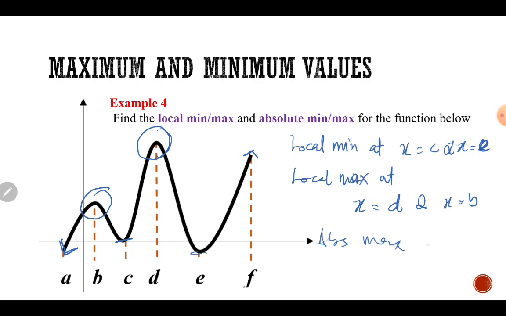Absolute maximum ni, as I said before, a point yang mana yang paling tinggi of all. Kalau local, it can be more than 1 point, but for absolute maximum yang paling tinggi ada 1 point sahaja. So jelas dan nyatalah at x equals to d. Okay, and absolute minimum pula the other way round, dekat yang paling rendah. So kalau compare, yang ni lah yang paling rendah, at x equals to e. Okay, boleh faham? So that is beza antara local and absolute.